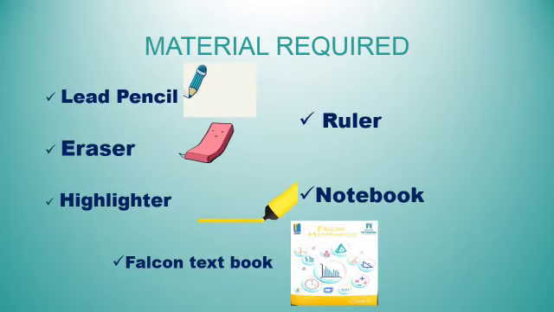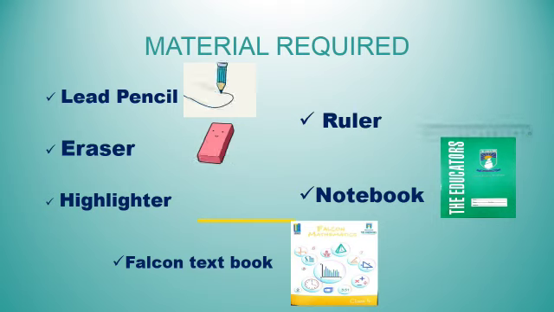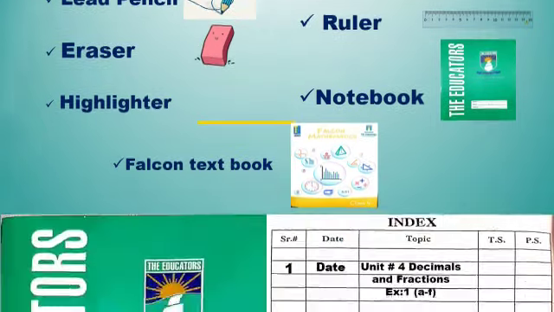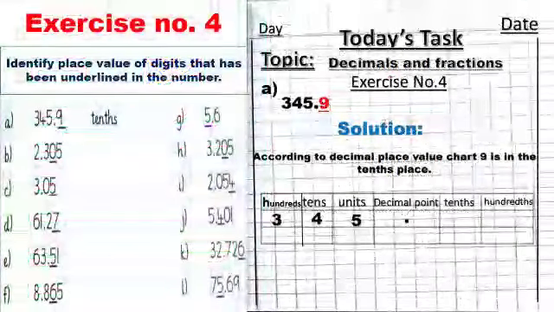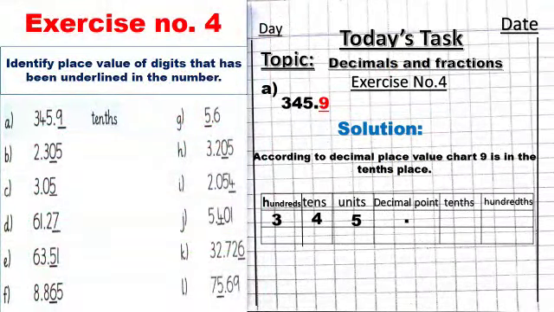So the material required for this lesson is lead pencil, eraser, highlighter, mathematics book, ruler, notebook. I hope you have all these things and you are ready for this lesson. Okay, dear students, here is the index page. Firstly, you will write the serial number 4, today's date here, and then write the topic, unit number 4, decimals and fractions. Okay, dear students, let's move to exercise number 4.